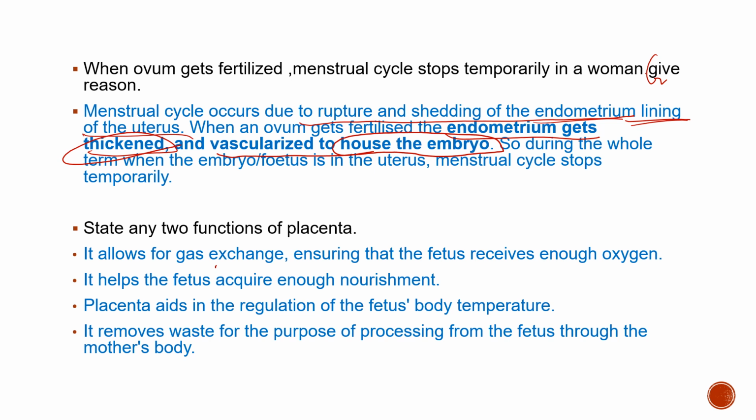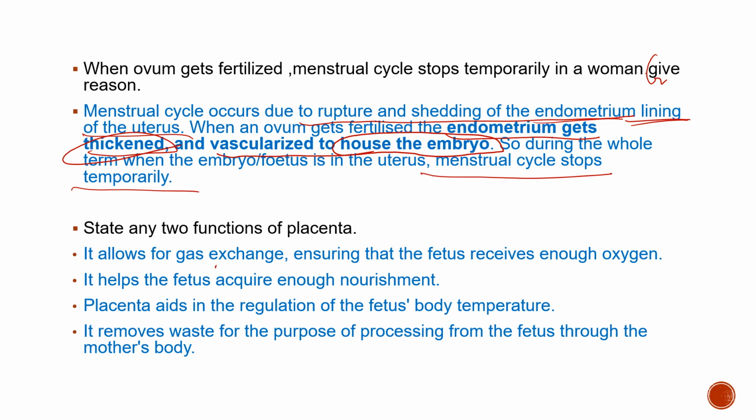The endometrium gets thickened. So during the whole term, like 10 months, when the embryo or the fetus is in the uterus, the menstrual cycle stops temporarily. As soon as the delivery happens, immediately after the delivery, the menstrual cycle starts. First, the placenta is removed from the mother's body. Then, after 1 month, the normal menstrual cycle starts. So, is it clear? As the endometrium gets thickened and vascularized to house the embryo, during the whole term, when the embryo or fetus is in the uterus, the menstrual cycle stops.